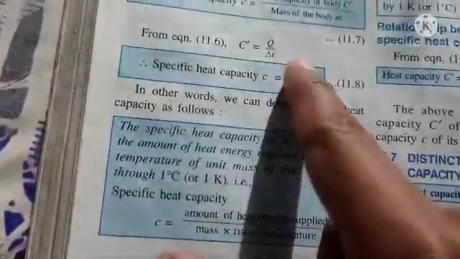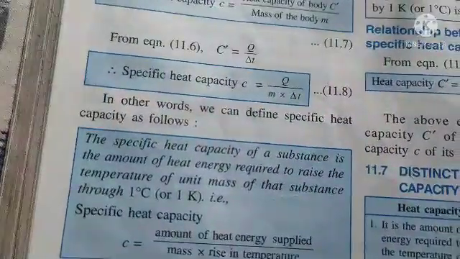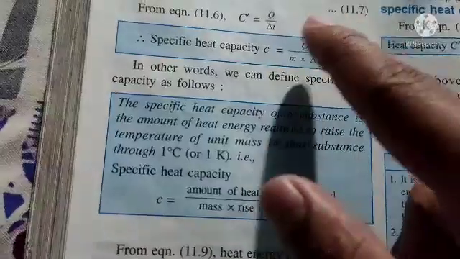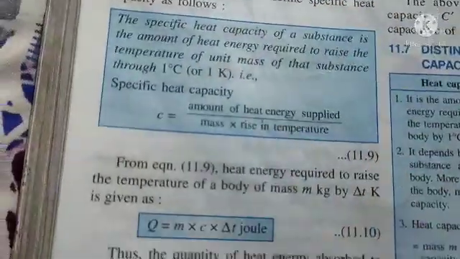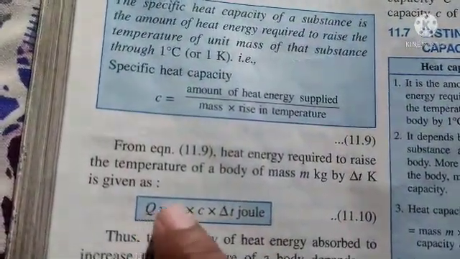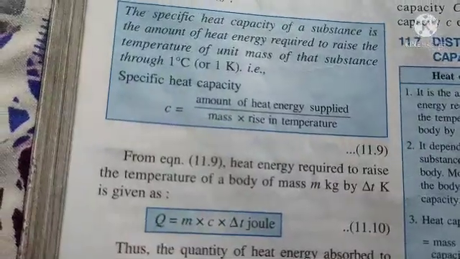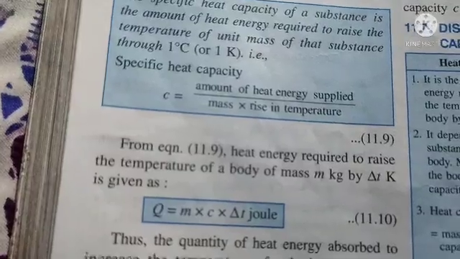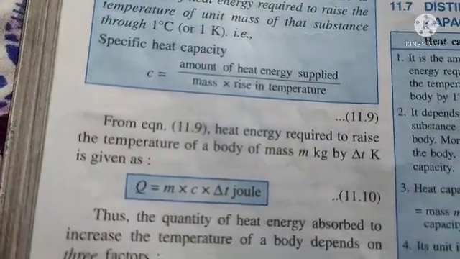So here we got the formula: c equals Q divided by M into delta T. So from here, Q equals M c delta T. What is Q? Q is the amount of heat which is needed to raise the temperature of the body, and M is the mass of the body, c is the specific heat capacity of the body, and delta T is the rise in temperature of the body.